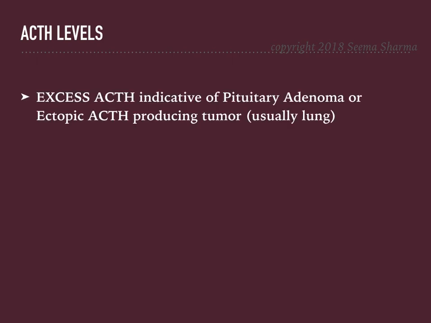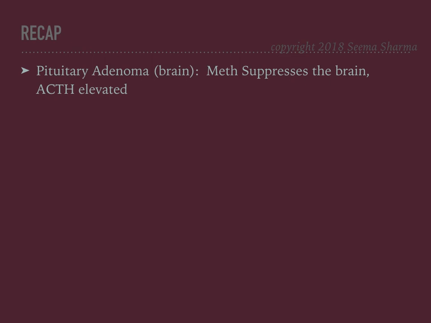ACTH levels help you see that excess or elevated ACTH is indicative of pituitary adenoma or ectopic ACTH producing tumor. A low ACTH indicates an adrenal pathology. So just to recap what I have said about these tests, for pituitary adenoma, METH suppresses the brain. So that means dexamethasone is suppressed if the lesion is in the pituitary. So I like to remember it by METH suppresses the brain.